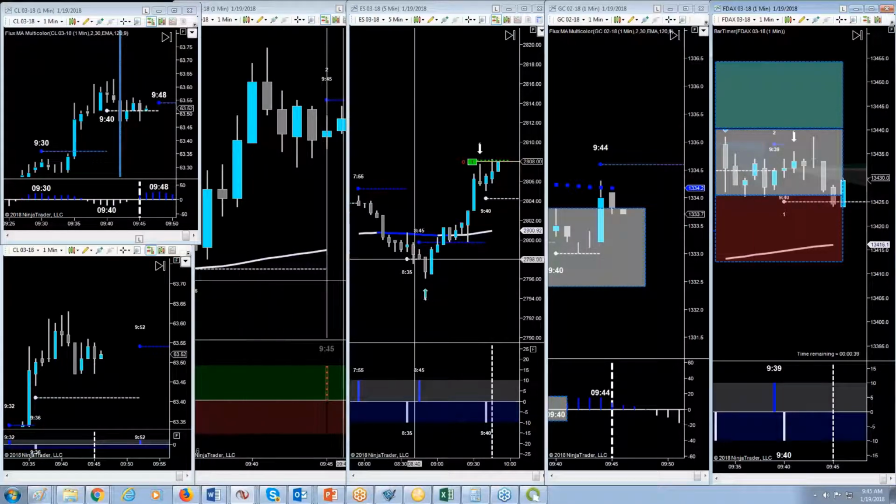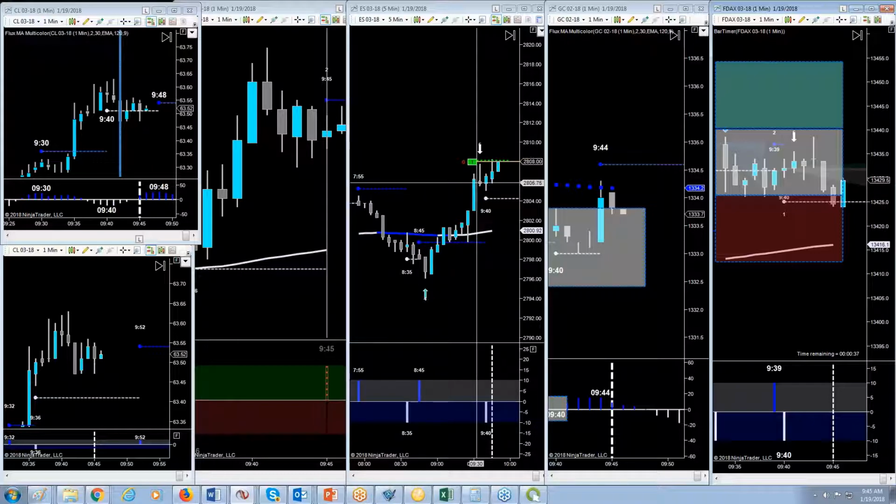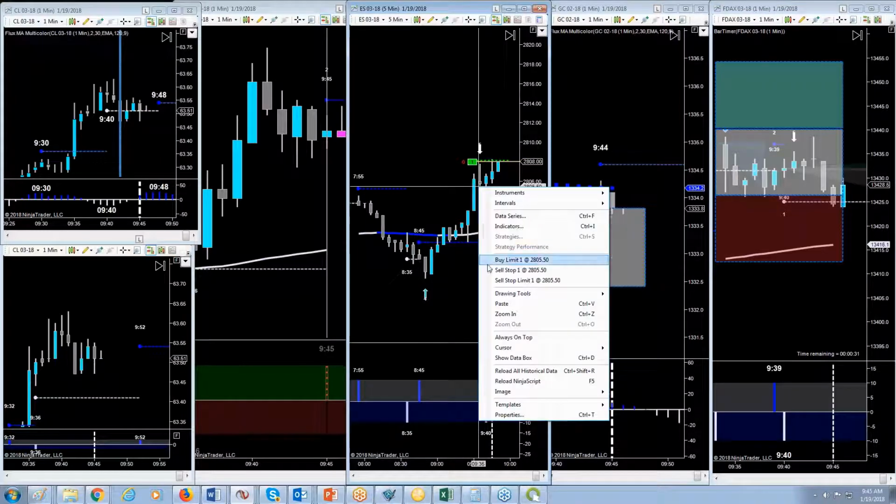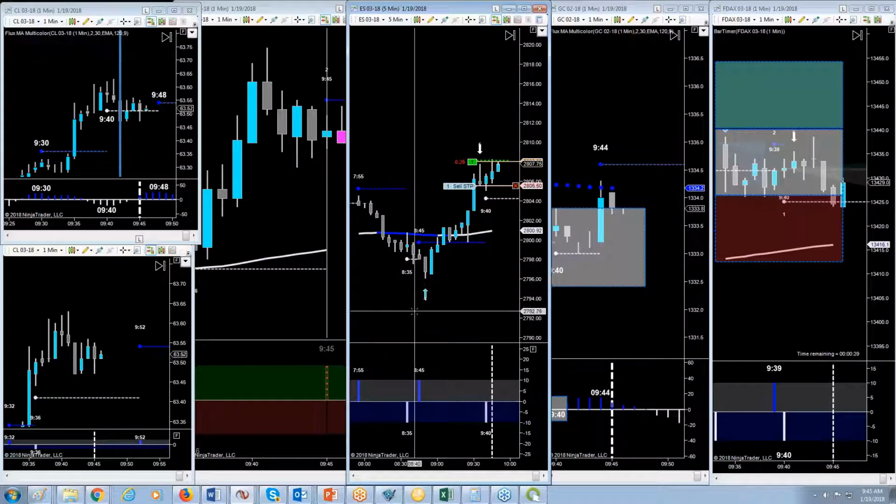ES, Dana, I'm filled. I'm going to put my stop below the puncture candle at 805.50, like we said. See what we get out of that.